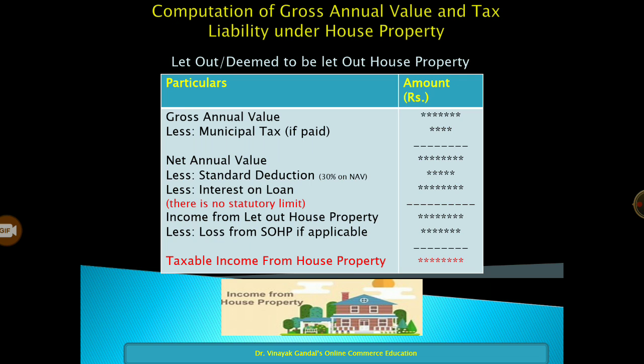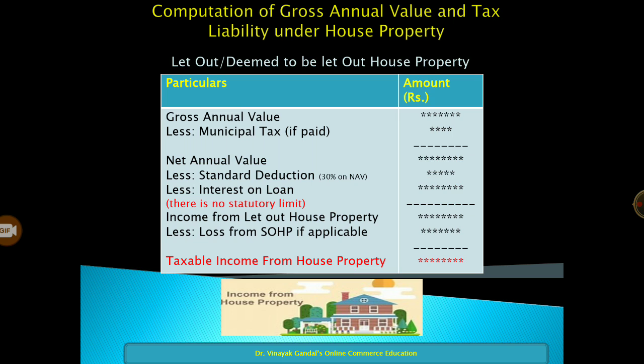Once gross annual value has been determined, we have to deduct municipal taxes paid from the gross annual value for the purpose of calculation of net annual value. So the deduction of municipal taxes is allowable only if it is paid. So whatever municipal taxes are payable are not allowable as a deduction while determining net annual value.